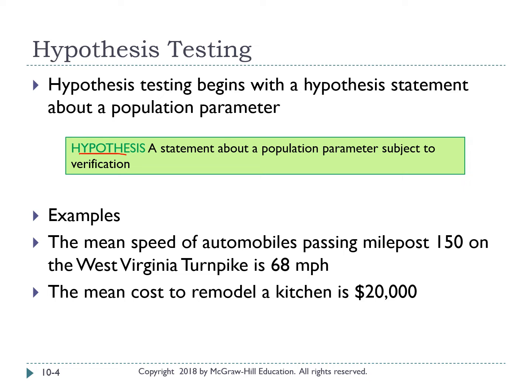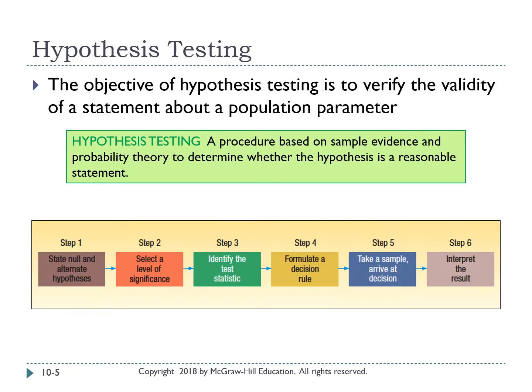So you have to check it, you have to test it whether your claim is true or not true. So how do you want to check it? How do you want to verify it? You have to follow all the scientific procedures in hypothesis testing. The objective of hypothesis testing is to verify our statement or claim about the population parameter.